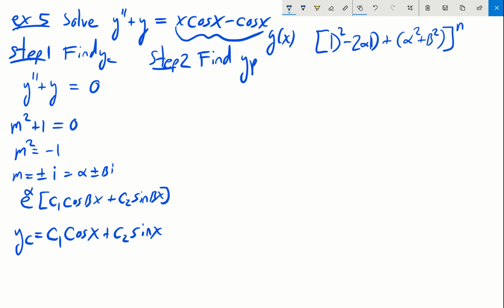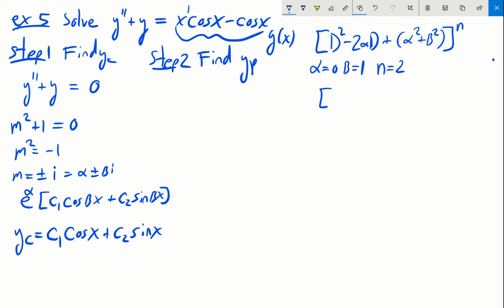There is no exponential part, so the alpha is 0. And remember, the n itself comes from 1 more than the highest power of x that would be in front of any of these. So the n is going to be 2. And the beta, I forgot to include beta here, but beta would be the argument of the trig functions. Since it's the cosine of x, that's 1x, so beta is equal to 1.